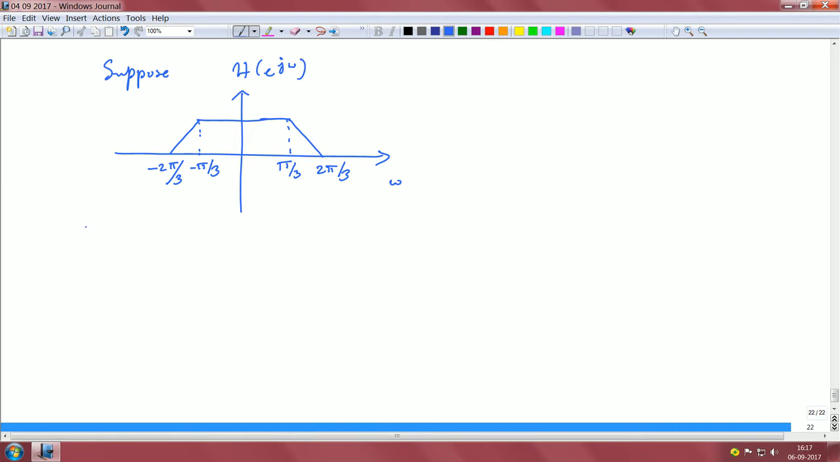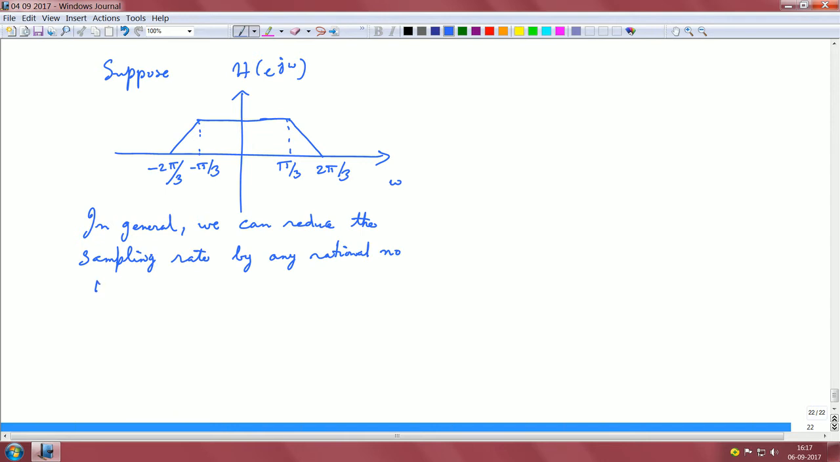And in general, we can reduce the sampling rate by any rational number m upon L. I said reduce and I put m upon L. If I said I increase, I would say L upon m. I think that should not confuse you here.